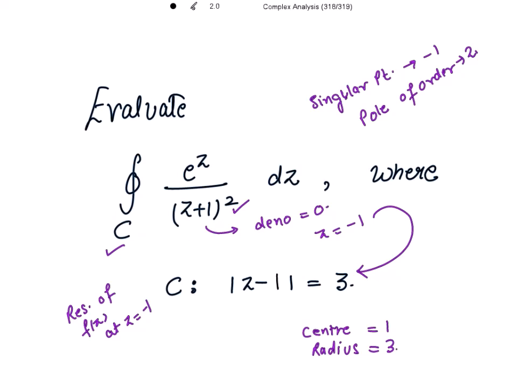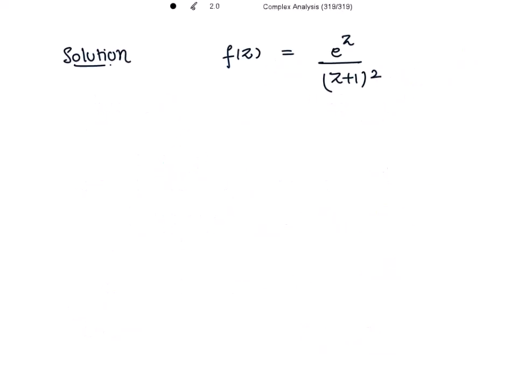What is f(z)? We take our f(z) to be this integrand. Right? So we find the residue of f(z) at the singular point which is lying inside the circle, and then by applying the residue theorem we evaluate this integral. Right? Let's start with the solution. So we have taken f(z) to be the integrand, right?